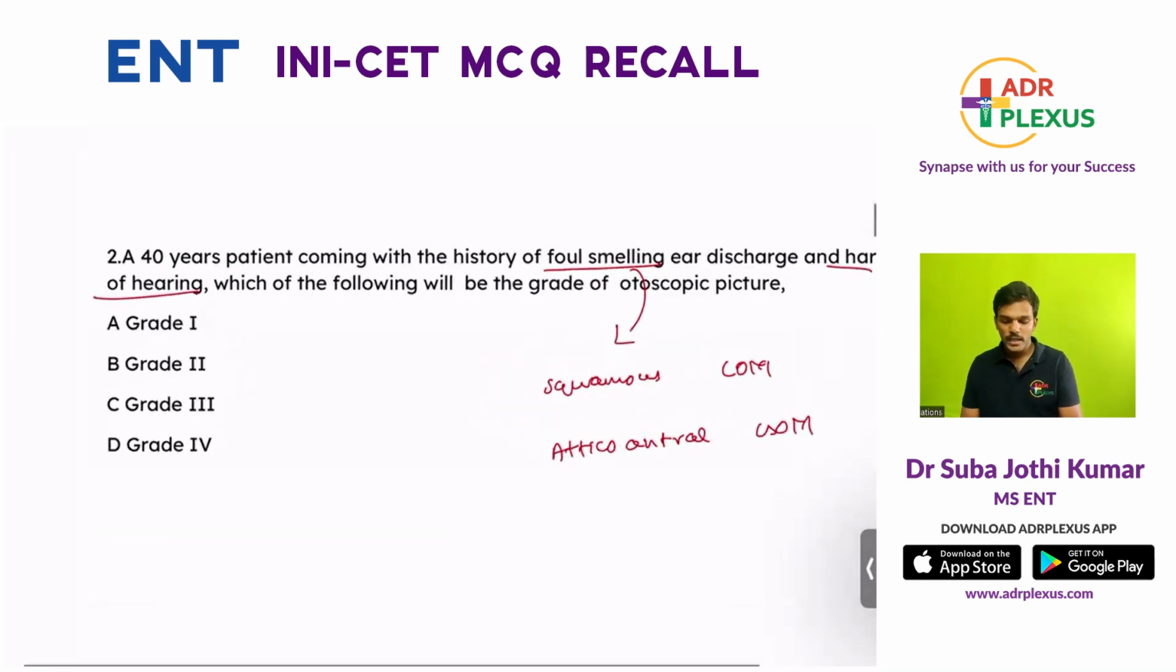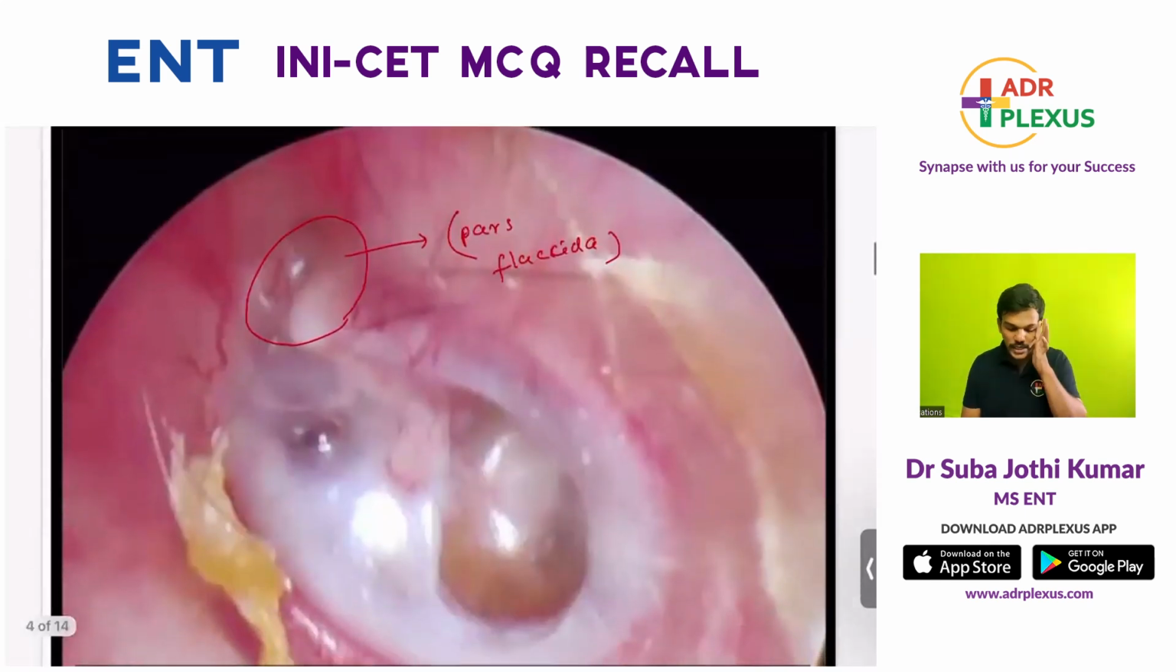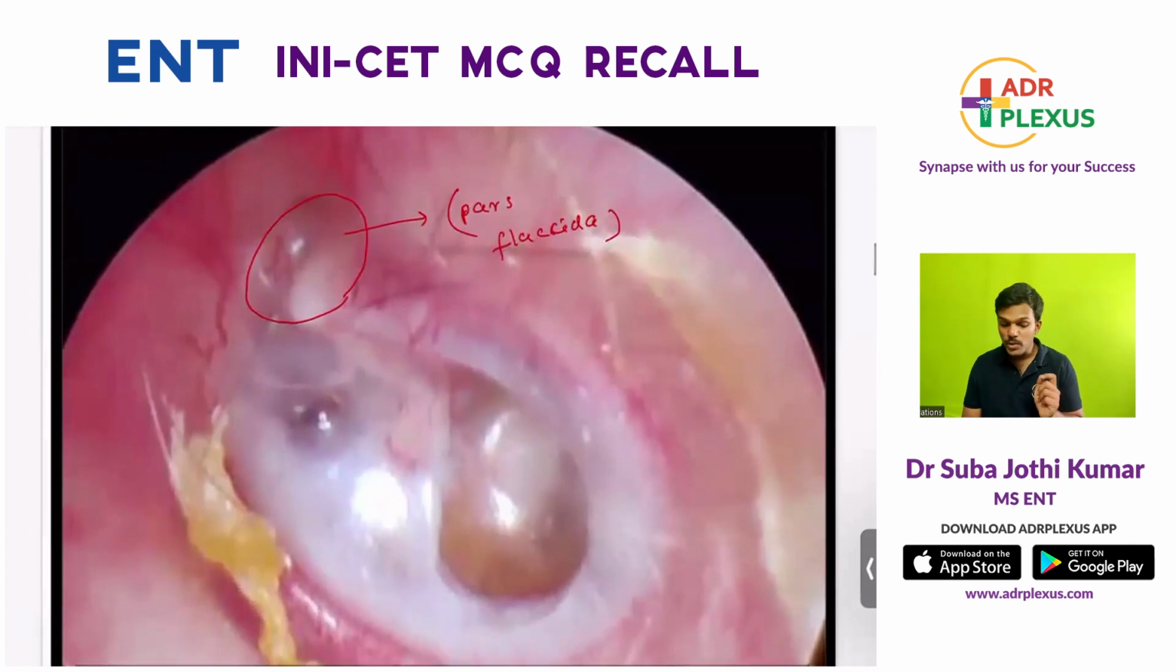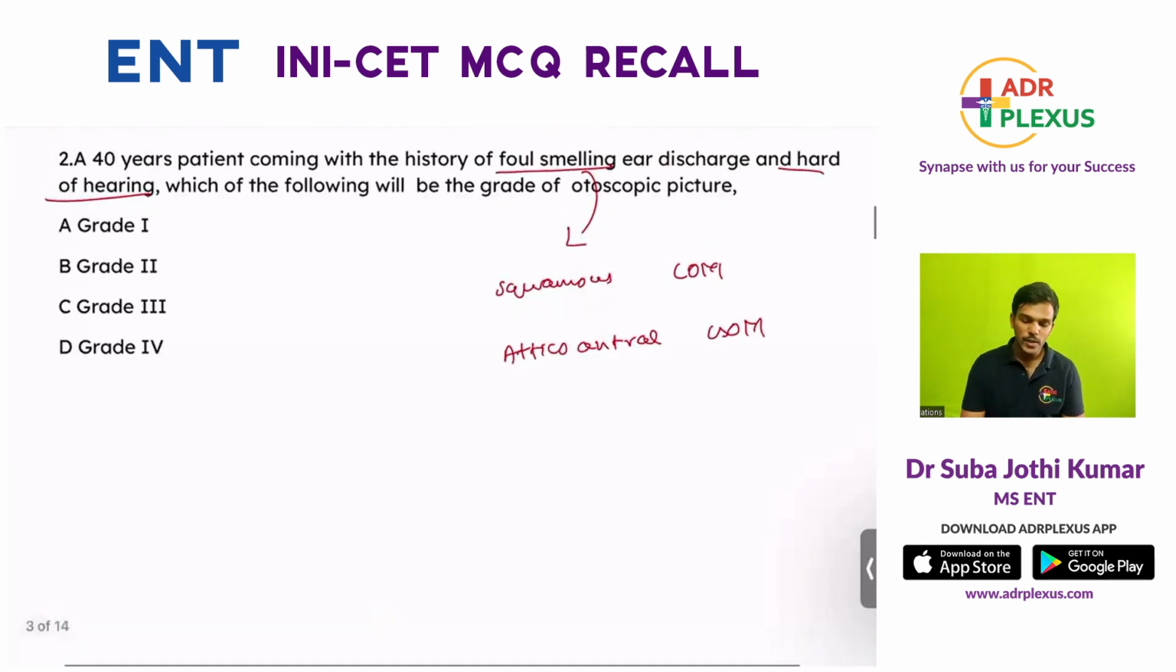So here, what is the grade? There is no erosion of the scutum, only contact with the neck of the malleus. So it is grade 2.